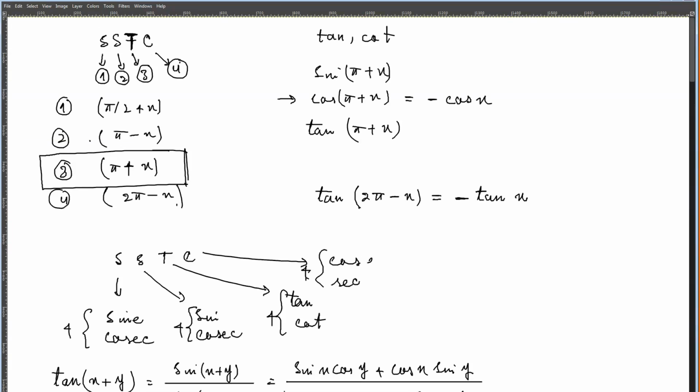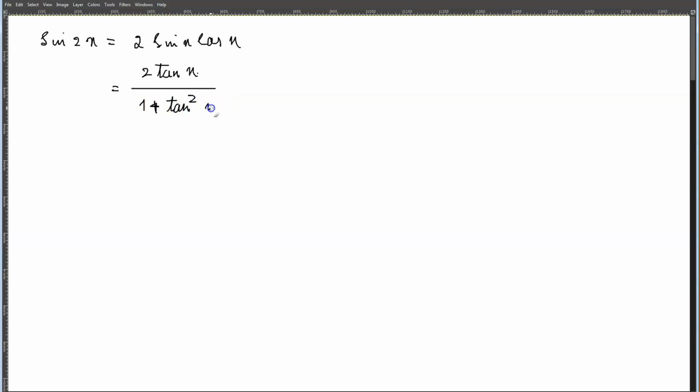So the next thing that we have is sine of 2x. Now sine of 2x is equal to 2 times sin x cos x. It's also equal to 2 times tan x over 1 plus tan squared x.